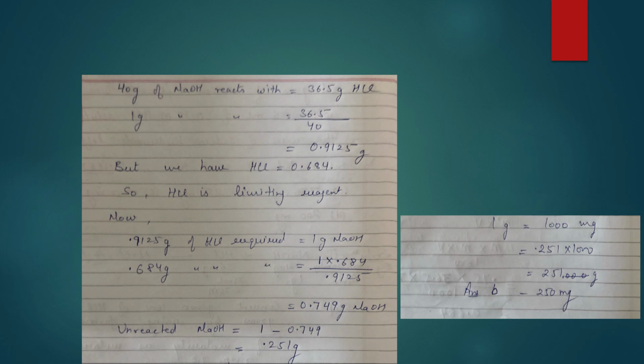So now, if we want to know the amount of NaOH left, because NaOH is the excess reactant, then 0.9125 gram of HCl requires 1 gram of NaOH, so the 0.684 gram of HCl that we have requires 0.749 gram NaOH. So unreacted NaOH will be 1 minus 0.749, which is 0.25 gram. When we convert it into milligrams, as the options are in milligrams, 1 gram equals 1000 milligrams, so 0.25 gram equals 250 mg.